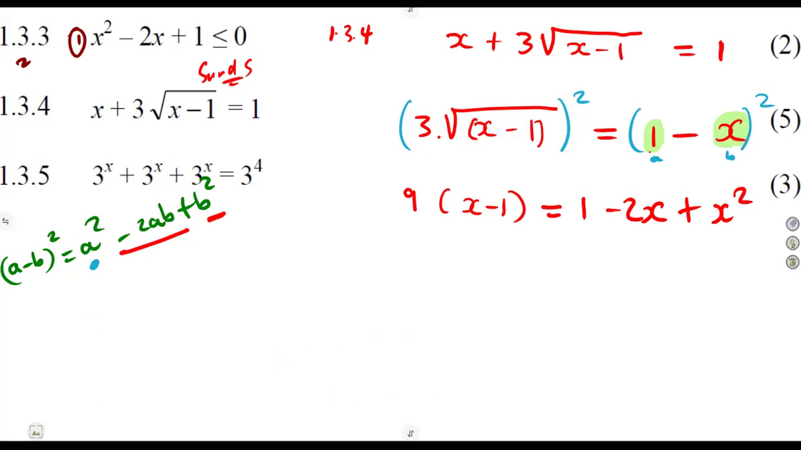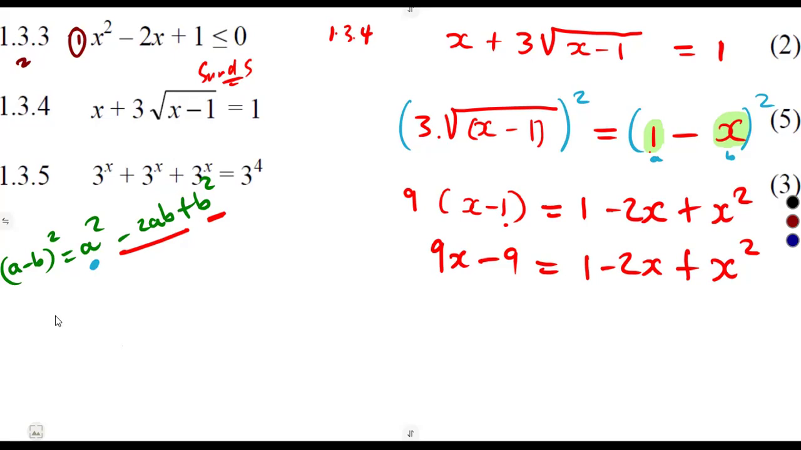Just like that. Or just use 2 brackets, guys. Expand your 2 brackets. That is what you're going to have. And from there, we can even expand this 9 times x. That's 9x times negative 1. That's negative 9 is equal to 1 minus 2x plus what? Plus x squared. So this is now a quadratic equation.